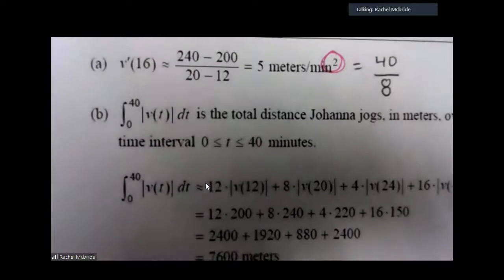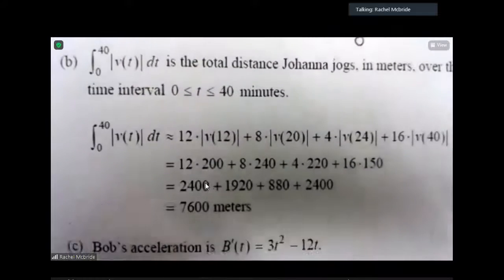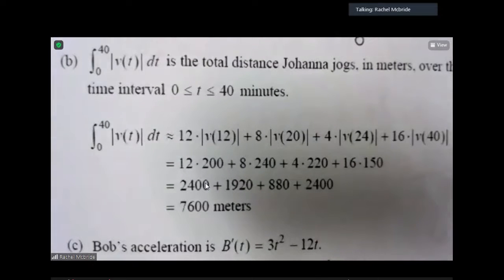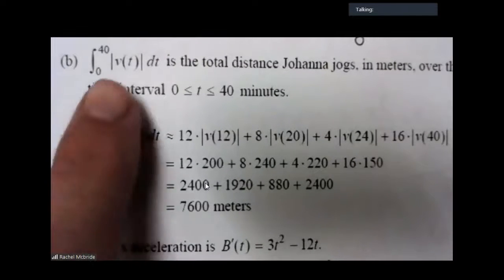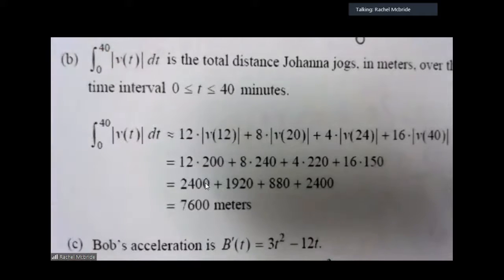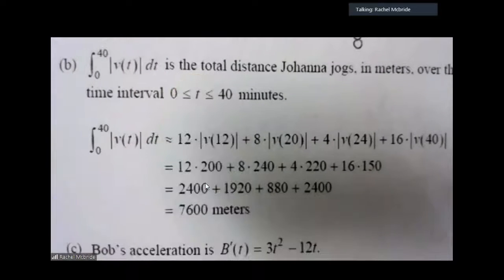Part B, here's another Riemann sum. Now if you look at part B in this problem versus part B in the other problem, this one has an absolute value around our velocity. Therefore, it changed the wording to total distance, not just distance.